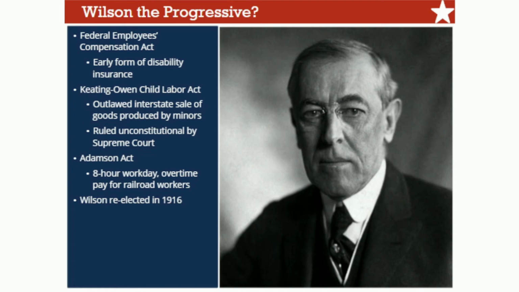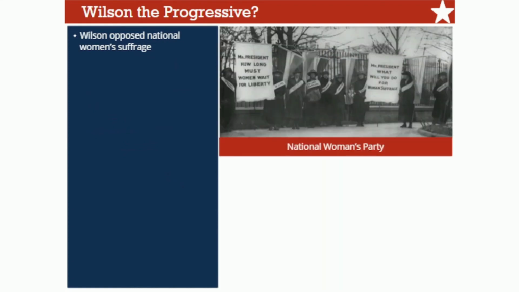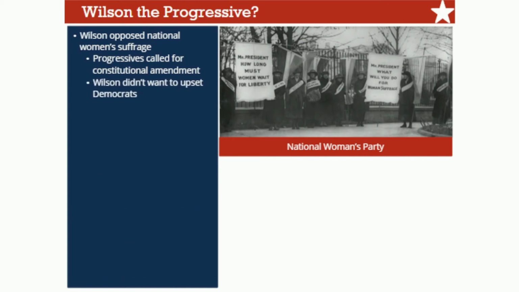On one important issue, President Wilson was somewhat unprogressive until politics forced him to reverse course. The issue was women's suffrage, which Wilson opposed on the national level. The suffrage movement gained steam throughout Wilson's presidency, with many progressives calling for a constitutional amendment. Wilson mostly ignored the movement. He did not want to upset fellow Democrats opposed to votes for women.